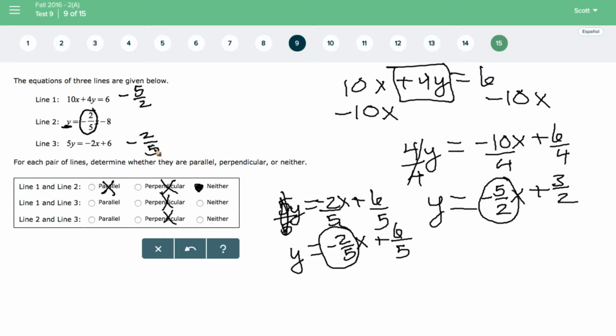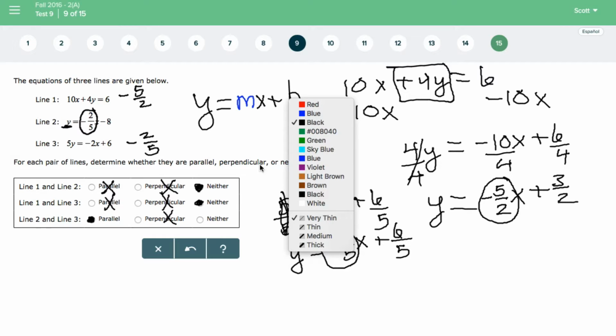Line 1 and line 3, again, flipped upside down, but they're both negative. So they're not parallel, they're not perpendicular, they're neither. And line 2 and line 3, they're exactly the same. That makes them parallel. So that's how you do 7 through 9. You just need to find the slope of each of those lines. Solve for y so that you get y equals, and then you have your slope. And that's what you're after right there, your slope.